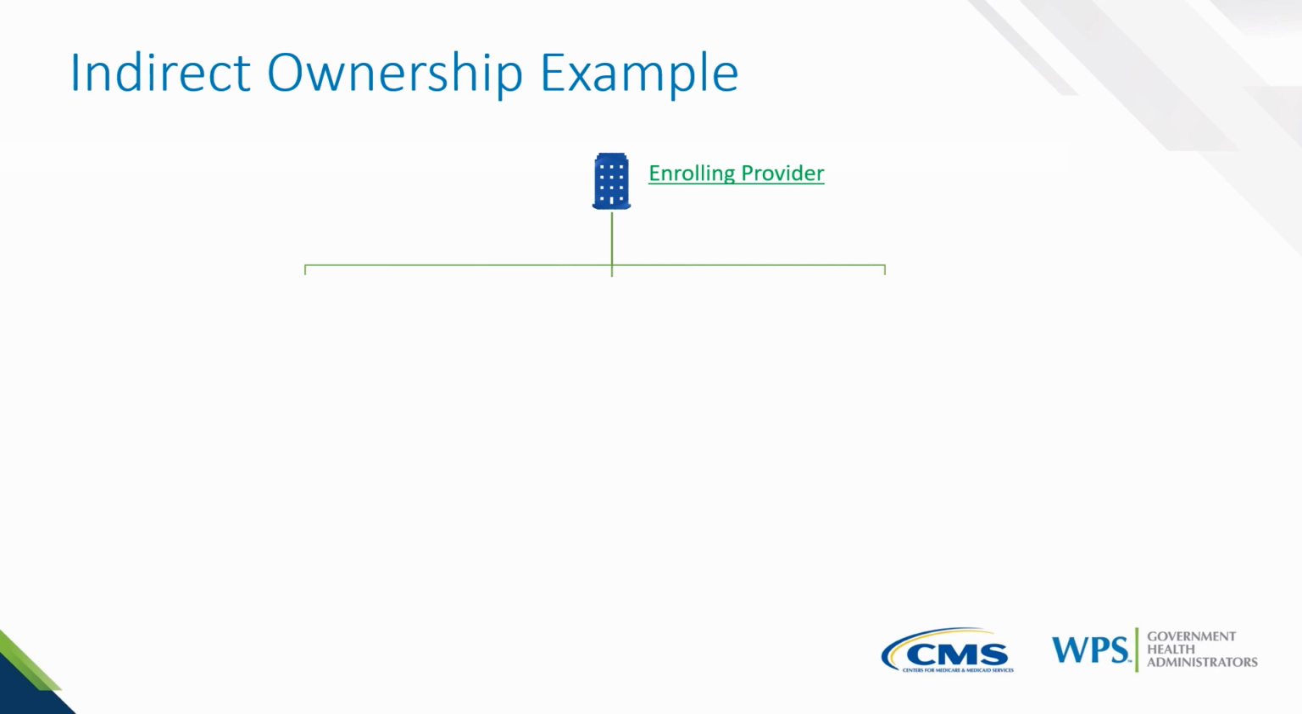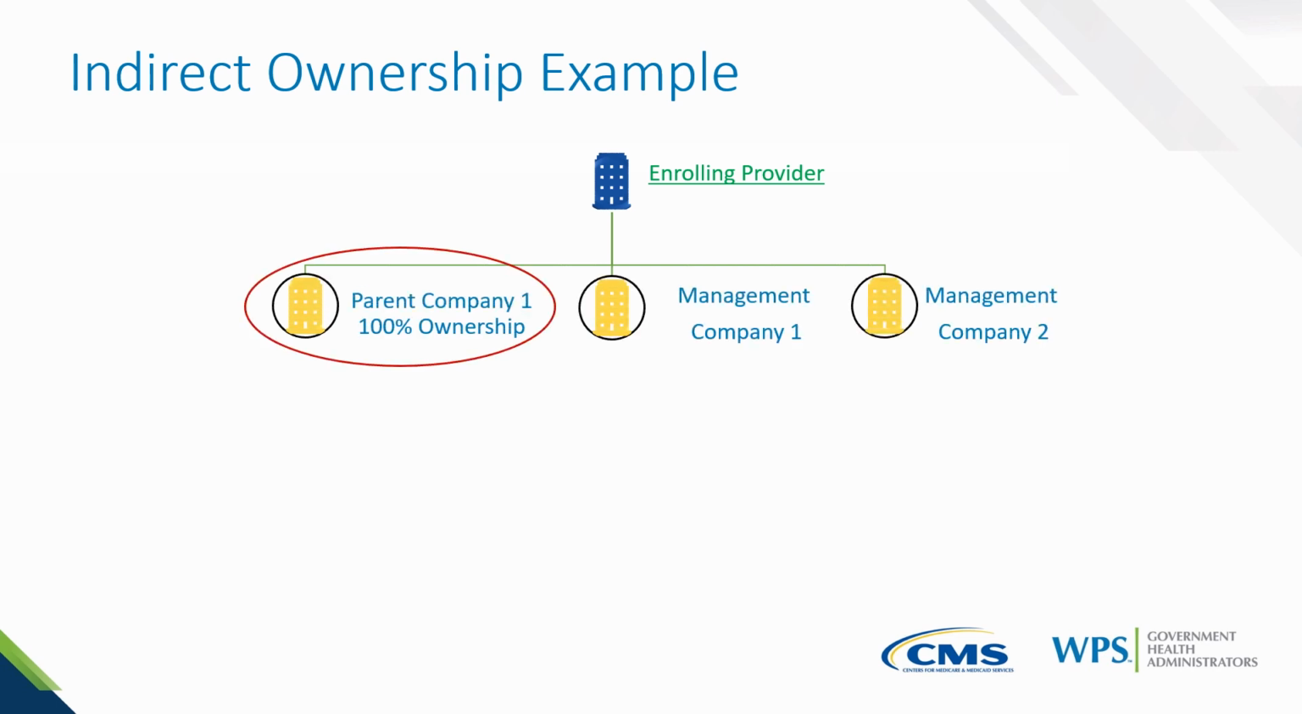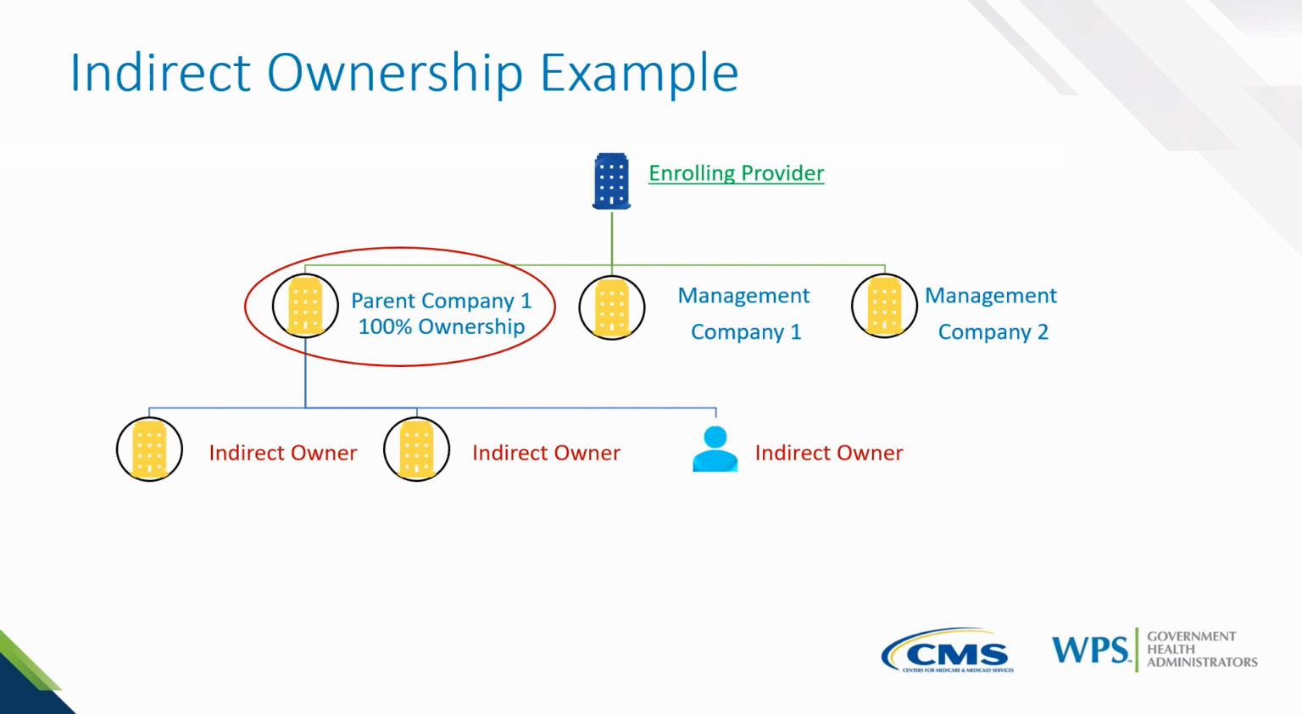Our final example illustrates a more complex organizational structure. The first level consists of a parent organization with 100% ownership and 2 management companies without ownership. In this example, the parent organization will be reported as a direct owner, and the management companies will be reported as having managing control of the enrolling provider. The second level represents the ownership of the parent company. These entities and individuals must be reported as indirect owners.